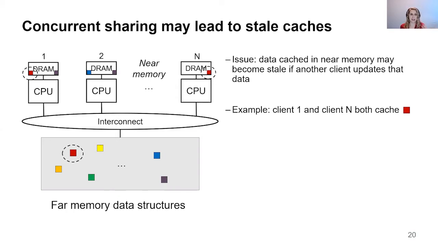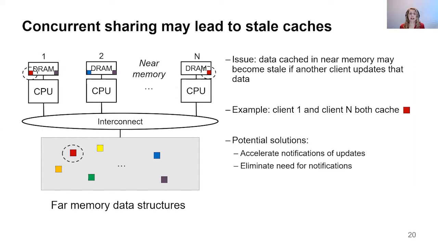And so as a result, it's not going to be able to use that if it wants to ensure that it's only accessing up-to-date data. It's going to have to either check the data that's in far memory or do something in order to detect that this problem occurred and then to remedy it. So what are some alternatives here? One alternative is to find a way of accelerating that notification that there's been some sort of an update. Another way is to design the system in such a way that we don't actually need the notifications. And I'll explain these both in a little bit more detail now.